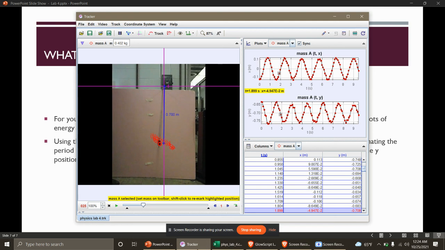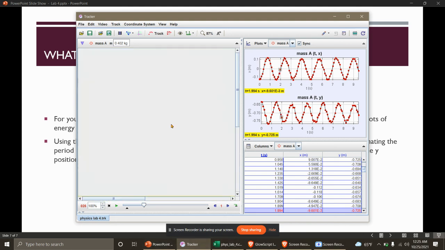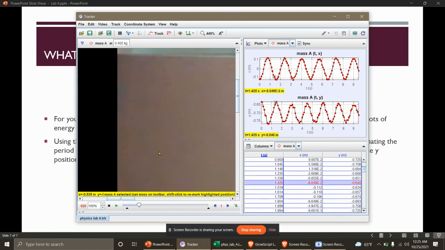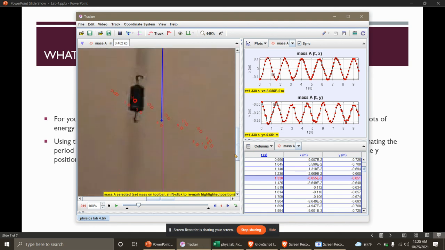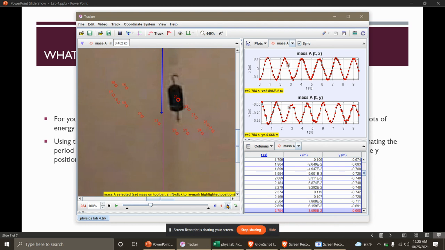The only inconsistencies are from human cause, because I didn't accurately mark these. If you look here, it's not accurately marked at the center. If you go through each one separately, you can see that none of them are marked in a good area. So the majority of the error in the Y direction is partly due to human error, and also the energy dissipating as well.